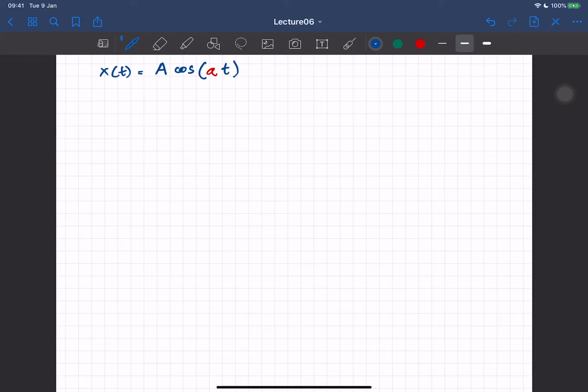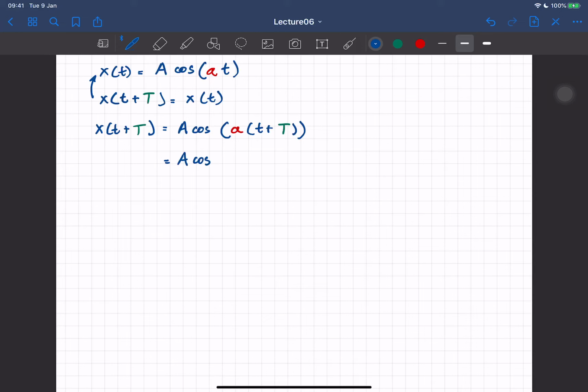Okay, so again, we want to figure out this small a, and what we want is x of t plus big T equal to x of t. This is what we want. So let's try to do that in this equation. The first equation gives you that x of t plus big T equals A cosine of small a, the thing that we are trying to figure out, times t plus big T here. I'm just replacing t with t plus big T. And then I multiply out everything inside the cosine bracket, so I have a times t plus small a times big T.